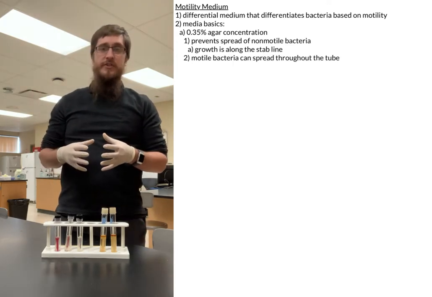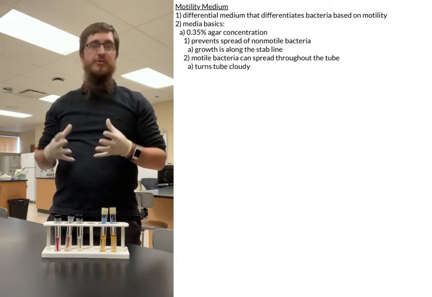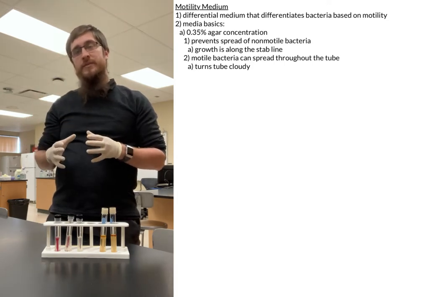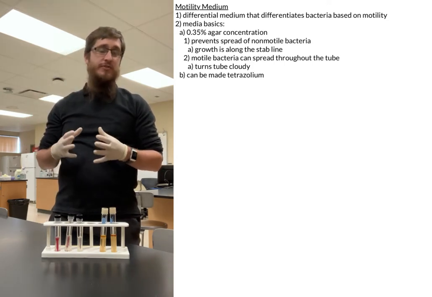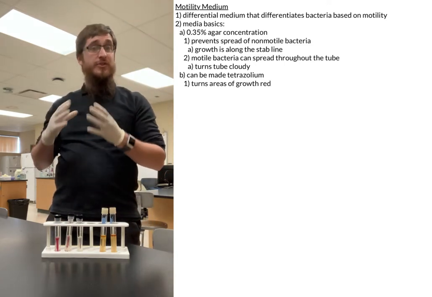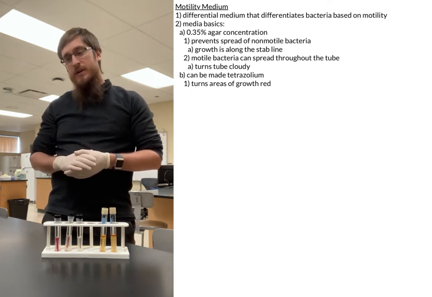Whereas motile bacteria will be able to spread all throughout the tube, and it will sort of turn the whole tube cloudy. Another thing to note with our medium is that sometimes it's made with tetrazolium, and tetrazolium will basically turn any area where there's growth red, making it a little bit easier to interpret our tubes.